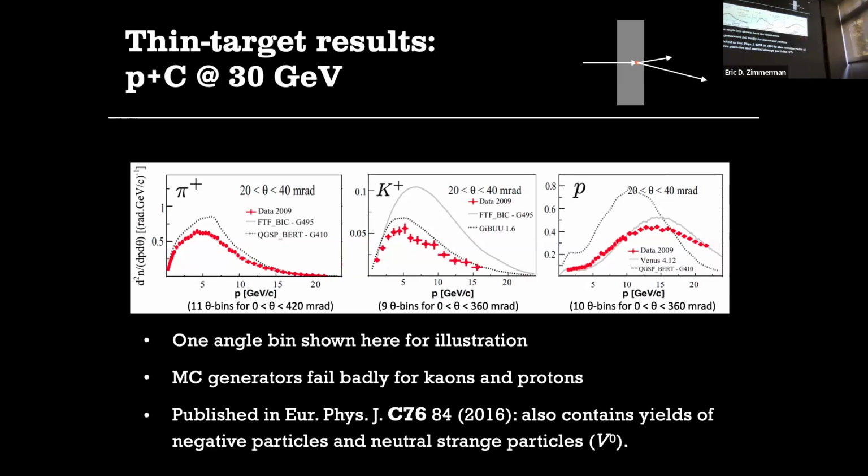This is just one angular bin shown here. This is 20 to 40 milliradians, pions, kaons, and protons. You can see that especially for kaons and protons, the Monte Carlo generators failed badly. This is not a surprise. And this was published in 2016, along with yields of negative particles and neutral strange particles.